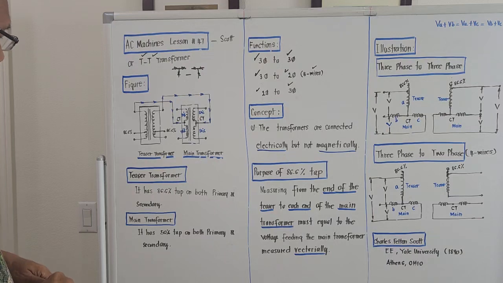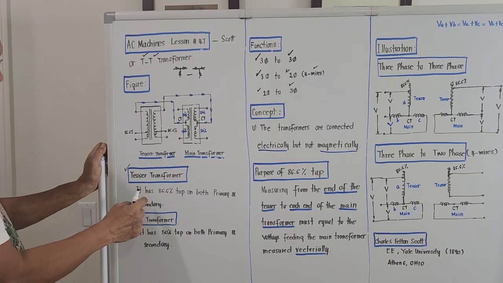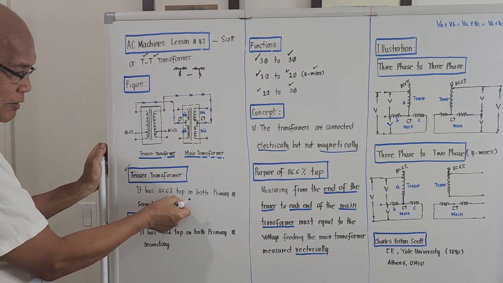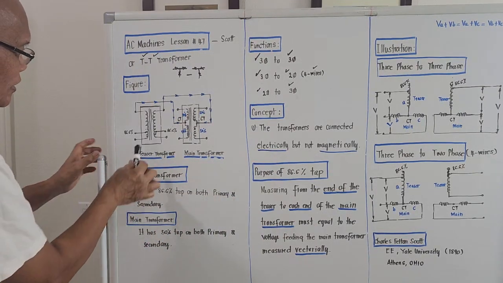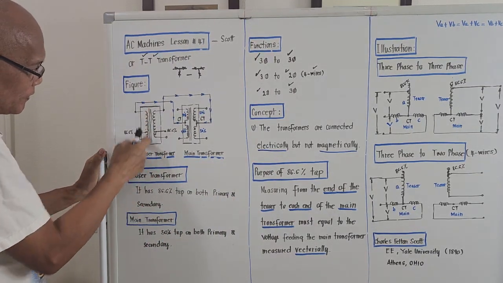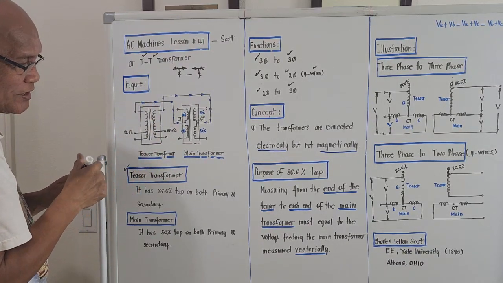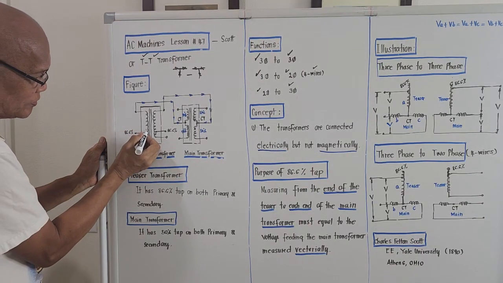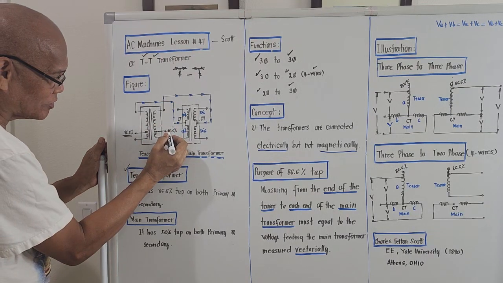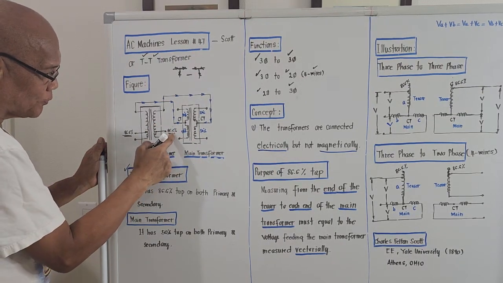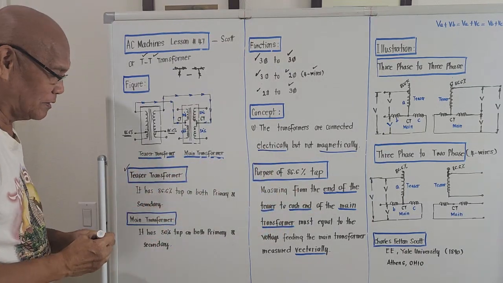So if we try to define, I will try to repeat it, the teaser transformer has an 86.6% tap on both the primary and secondary. This is the teaser transformer. This is the primary winding, and this is the secondary winding. There is a tapping on the primary, which is 86.6%, and a tapping on the secondary, which is 86.6%. There is a purpose for this 86.6%. Later on, I will try to explain it.